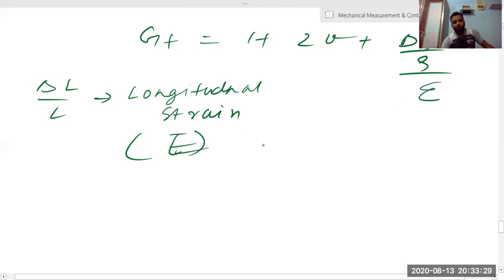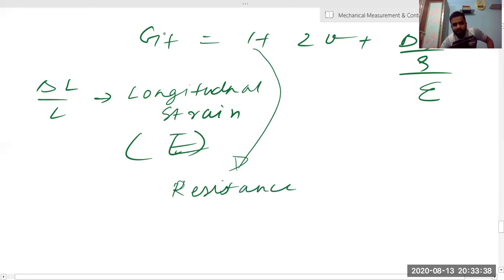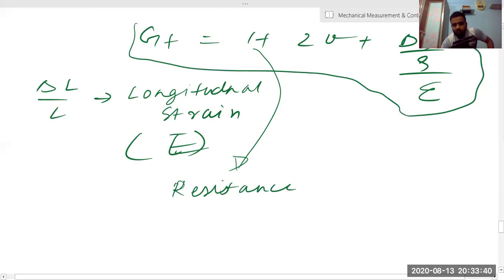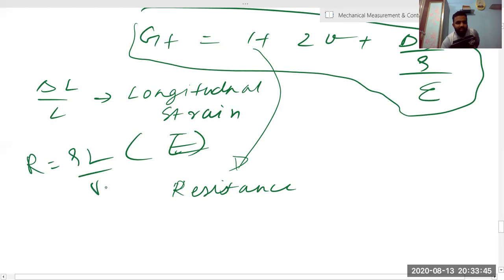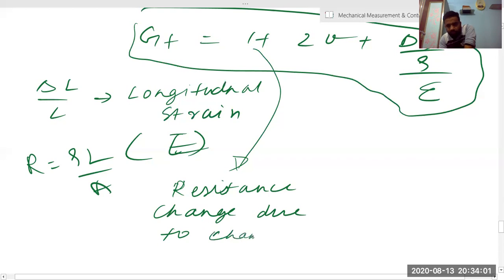Now, this is resistance change, because all these things are contributing. Gauge factor was derived from one of the primary equations, which was R is equal to rho L by A. So there is a change in resistance. One will be resistance change due to change in length, because if you remember, the first term in the derivative that we took was change in length. So resistance change due to change in length.